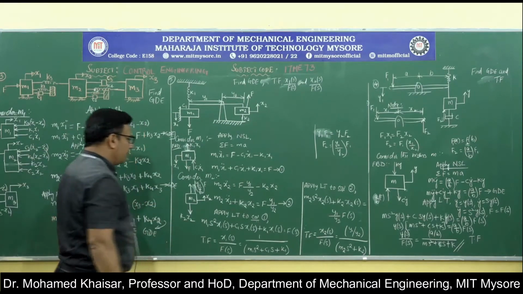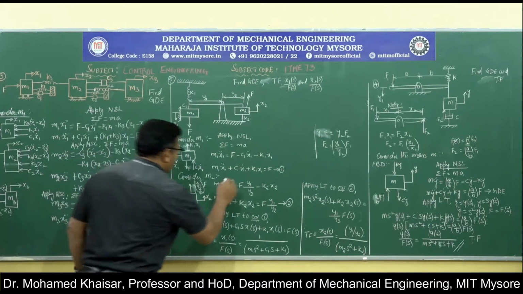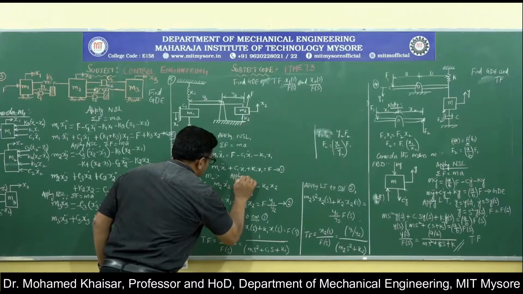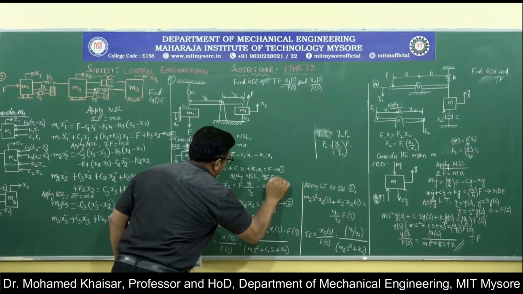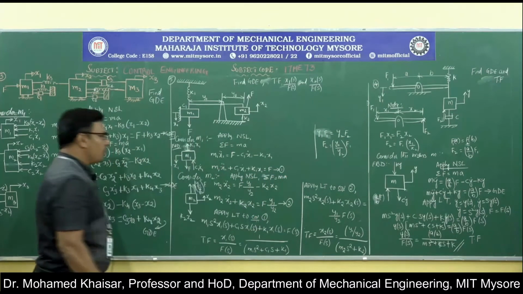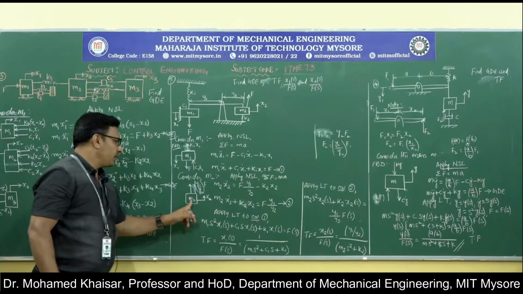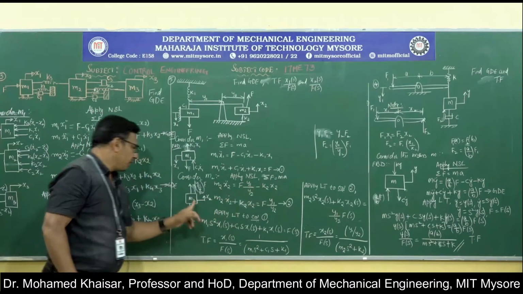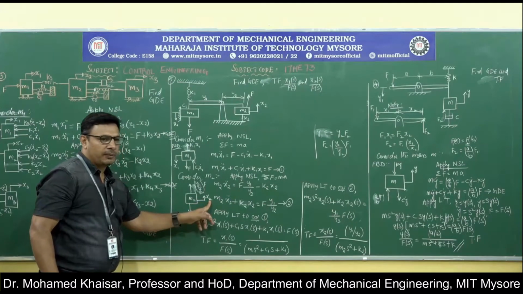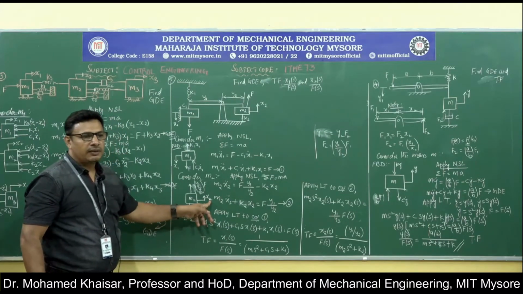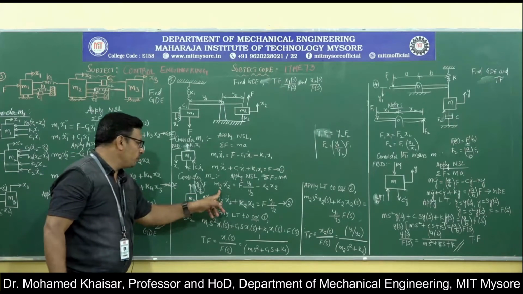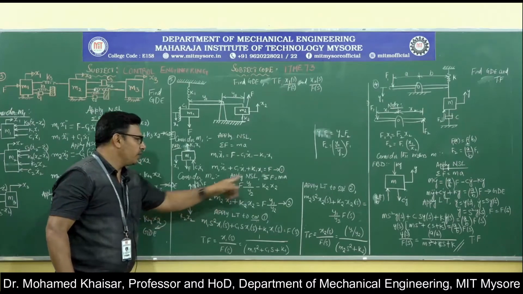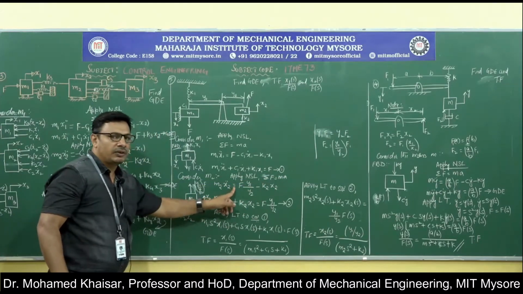Now, apply Newton's second law, that is sigma F is equal to ma. Now, what is m? It is m2. What is a? For this mass, x2 is the displacement. So, x2 dot will be the velocity, x2 double dot will be the acceleration. So, m2 x2 double dot will be the acceleration. That is equal to what?